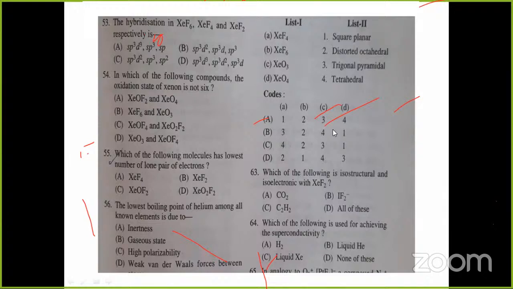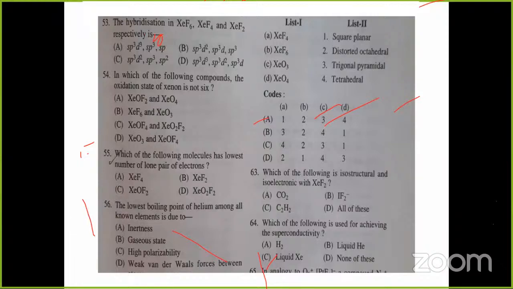Now the last question, question 63, a beautiful question you see. Which of the following is isostructural and isoelectronic with Xenon F2? Excellent question. So anybody? What did he say here? Isostructural means the same structure. Isoelectronic means the same number of electrons. Option A CO2, option B IF2 minus, option C acetylene, option D all of the above.